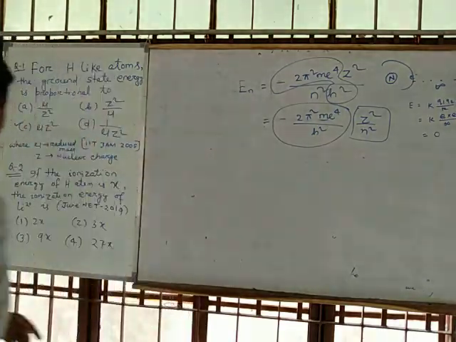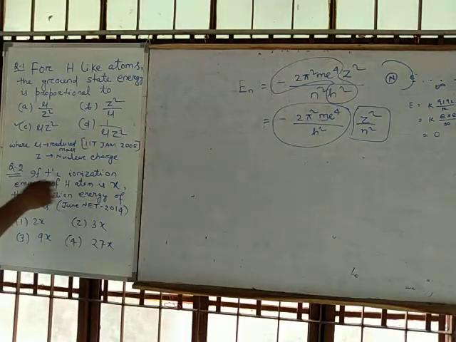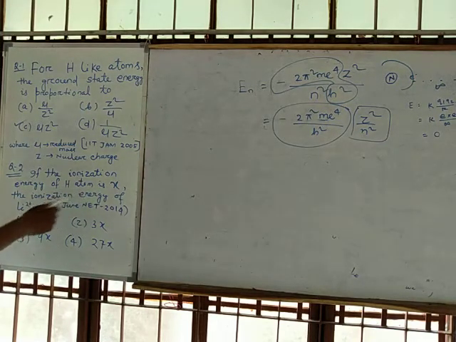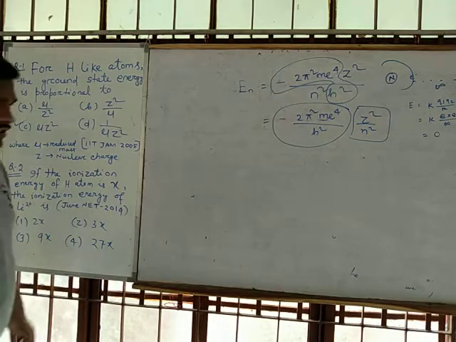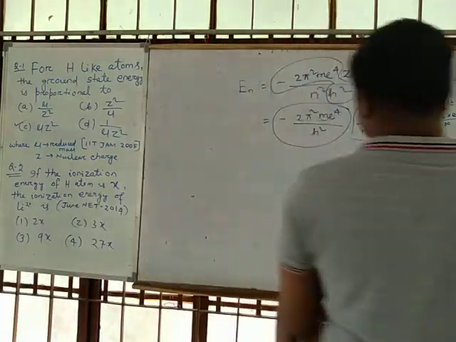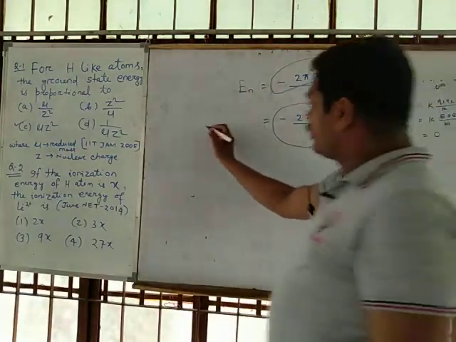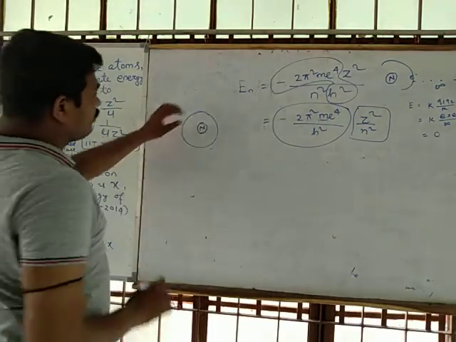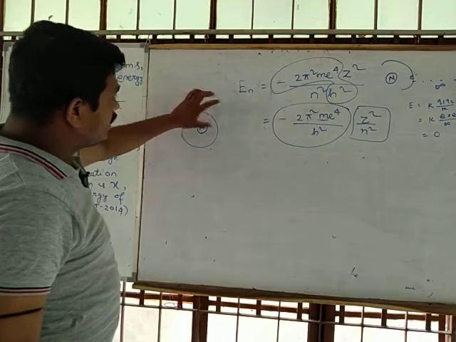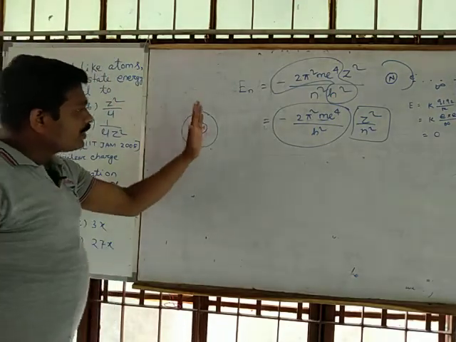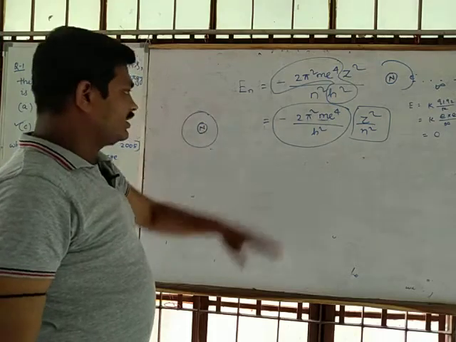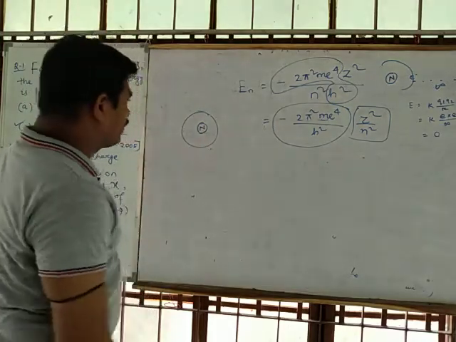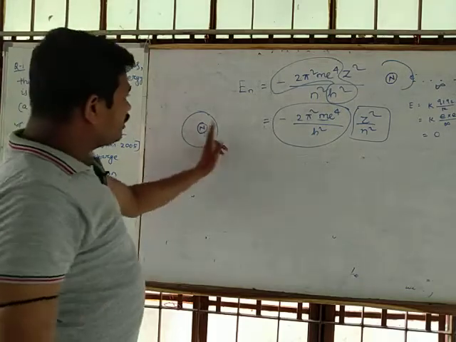Now let us solve this problem. If the ionization energy of hydrogen atom is x, the ionization energy of lithium 2 plus is 2x, 3x, 9x, or 27x. When an electron revolves around the nucleus, the energy which it possesses is known as the electron's energy. The energy required to remove the electron from its definite orbit is known as ionization energy. So the electronic energy is this.